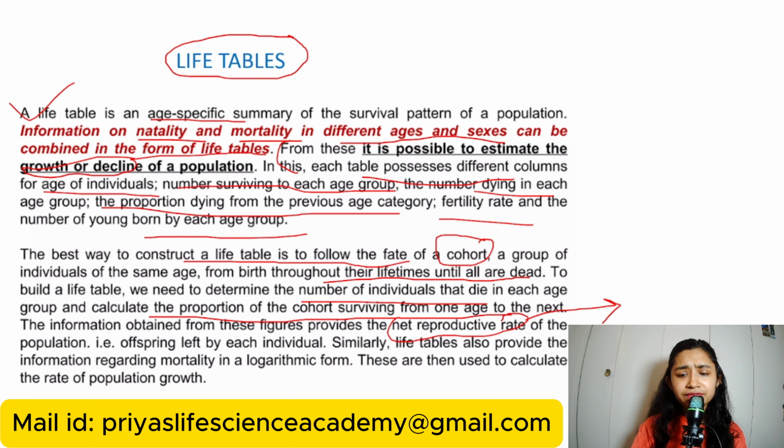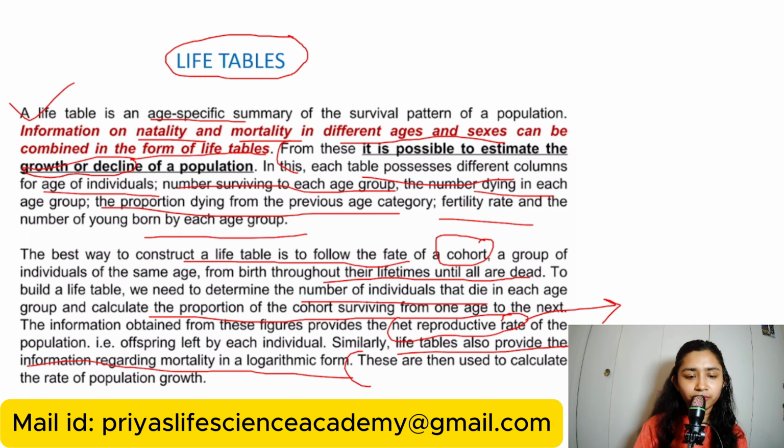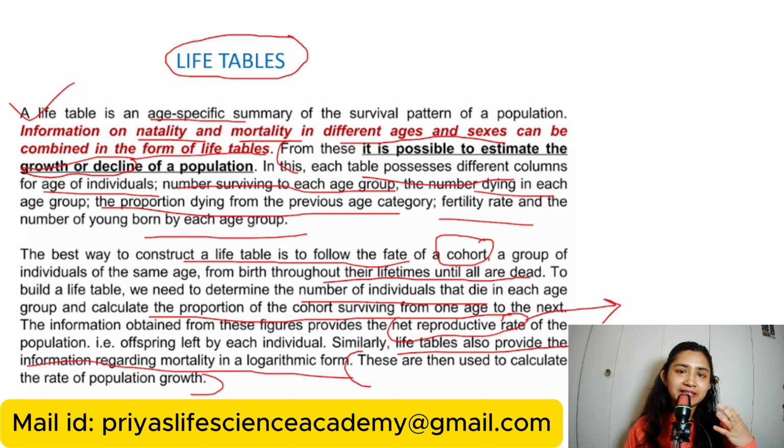Okay. Similarly, life tables also provide the information regarding mortality in a logarithmic form, like how many individuals can die. These are then used to calculate the rate of population growth. So why are these things there? What's the necessity of a life table? Is it just to summarize the scenario of a population?